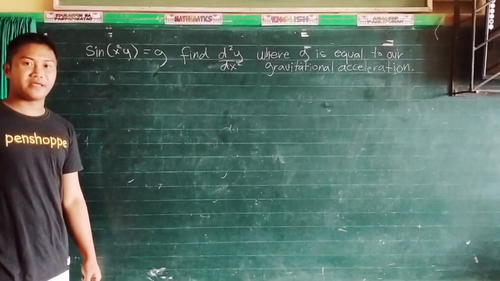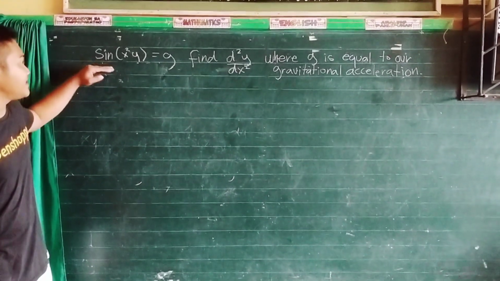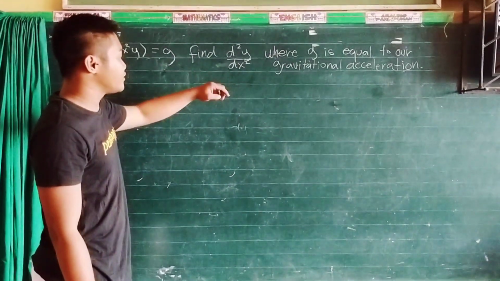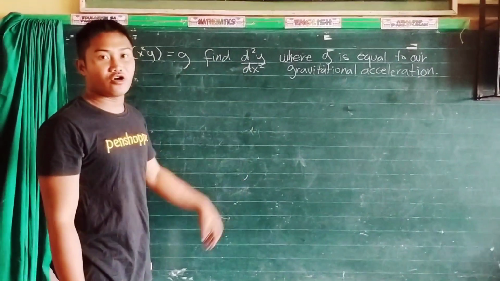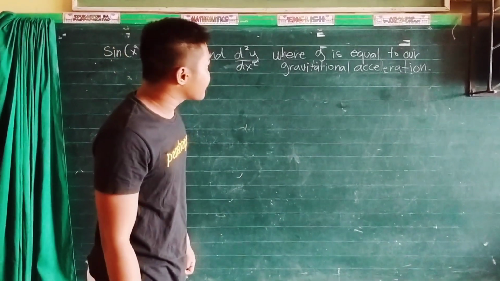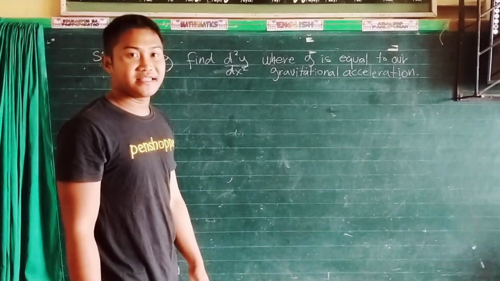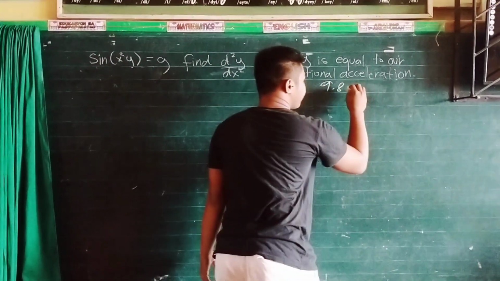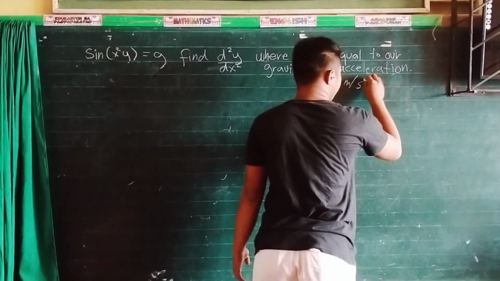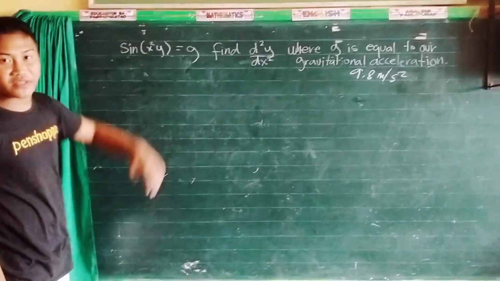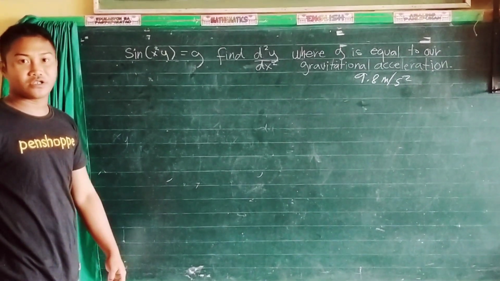So for our second problem, we have sine x squared y equal to g. We're going to find d squared y over dx squared, or our second derivative, where g is equal to our gravitational acceleration, that is a value of 9.8 meters per second squared. So before we differentiate this one, we're going to use our chain rule.